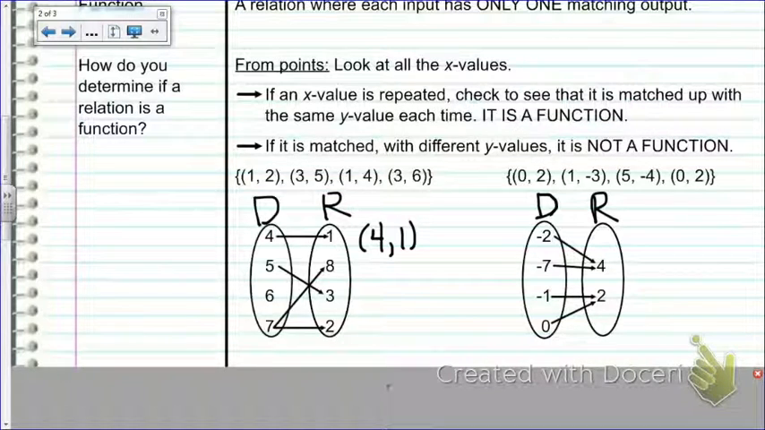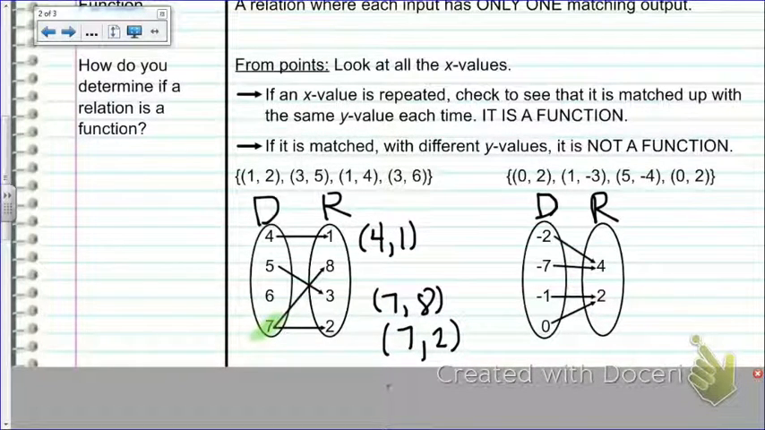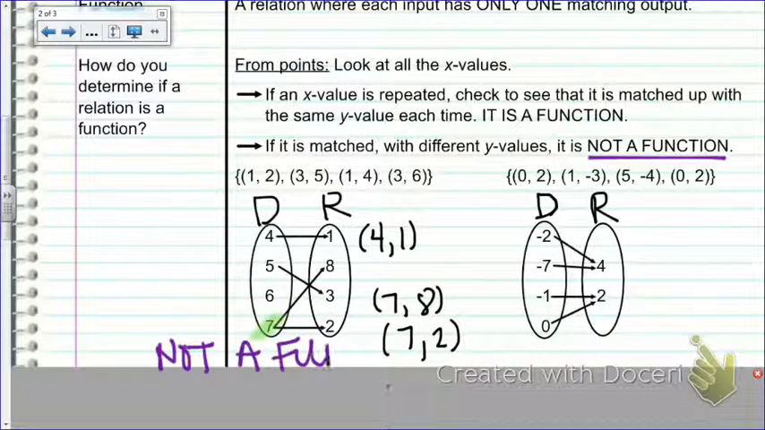Does 7 map to more than one y value? Yes. Yeah, it goes to 8 and to 2, which means that the point (7, 8) is on our graph and (7, 2) is on our graph. So is the left a function? Yes. Read your definition again. If it maps to more than one y value, it is not a function. So is the left a function? No, not a function. I'm going to run out of room, so I'm going to say not a func. Okay?